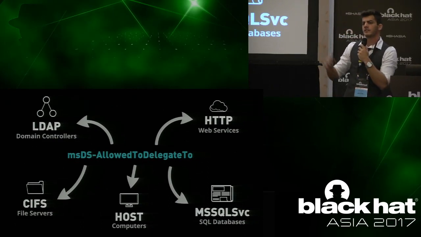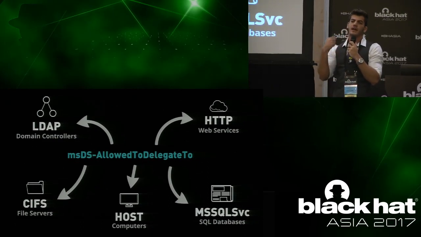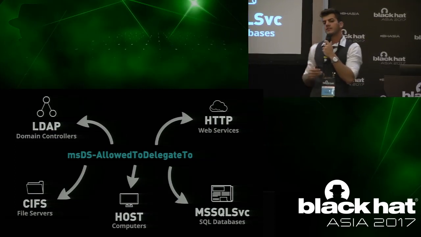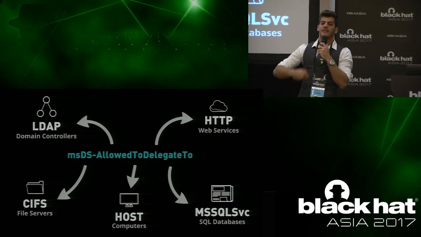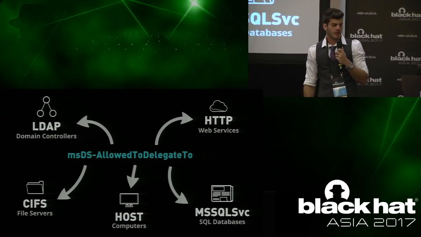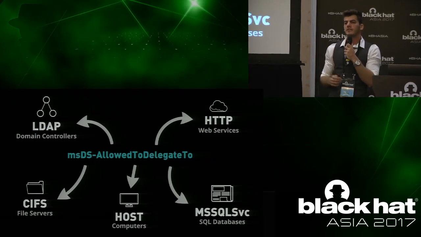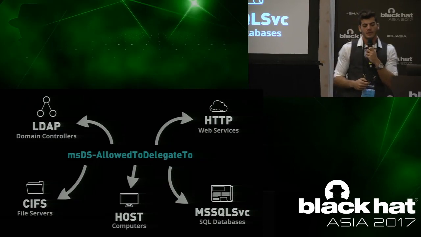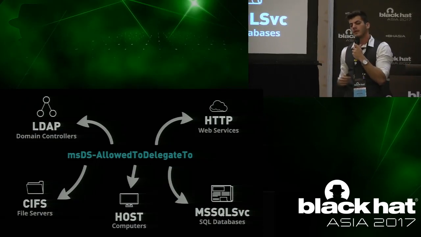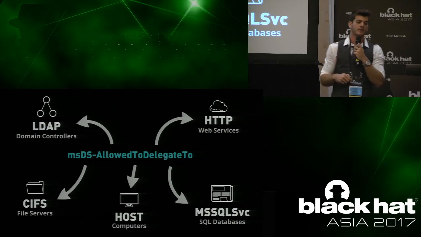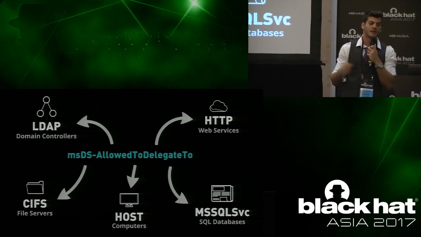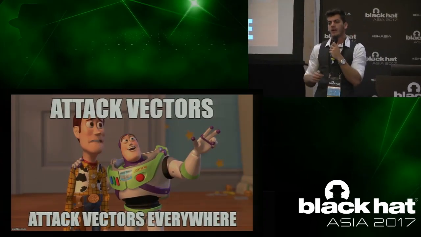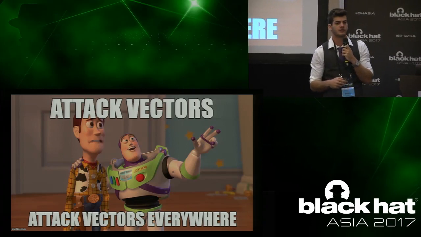So first, our attack surface is determined by the attribute in the Active Directory called allowed to delegate to, which contains the list of service principal names that the service is allowed to delegate to. The common service principal names I've seen used with delegation are HTTP for web services, MSSQLSVC for SQL databases, HOST for computer management, CIFS for file servers, and LDAP for the domain controllers. So we know that we have a lot of attack surface, there are many servers that use this kind of delegation.